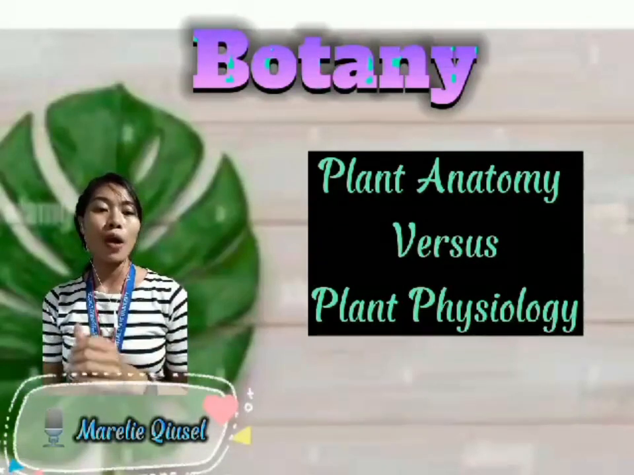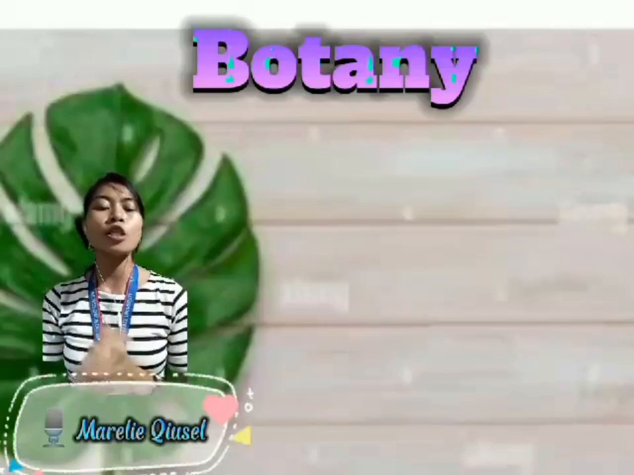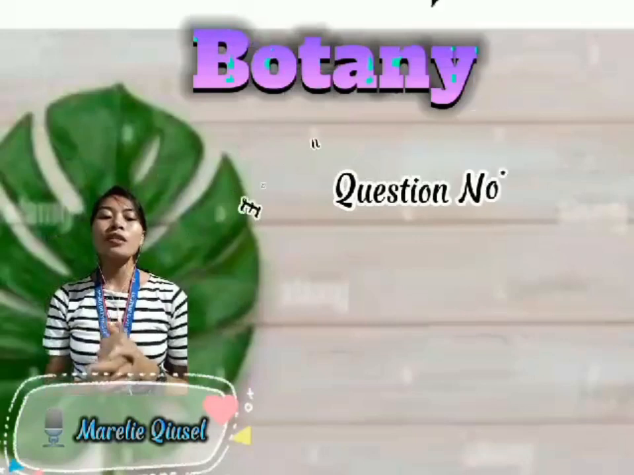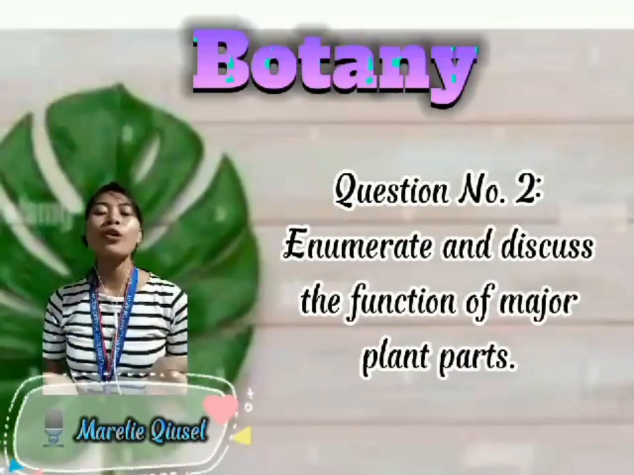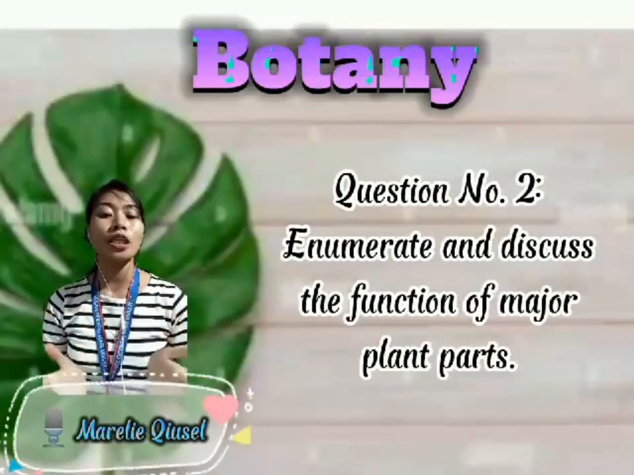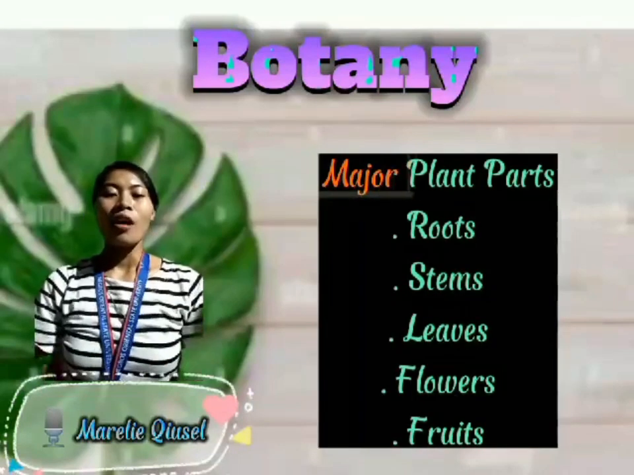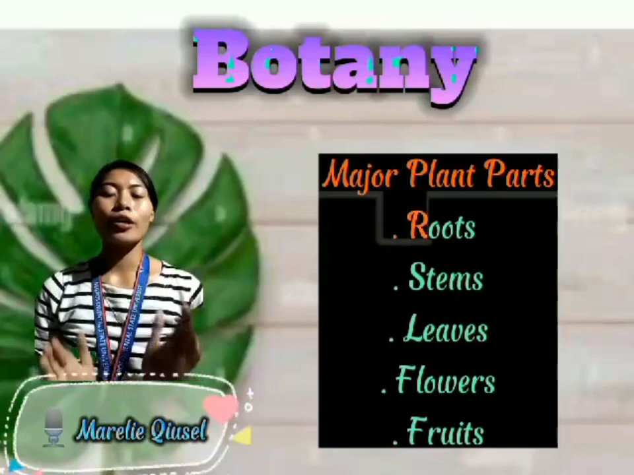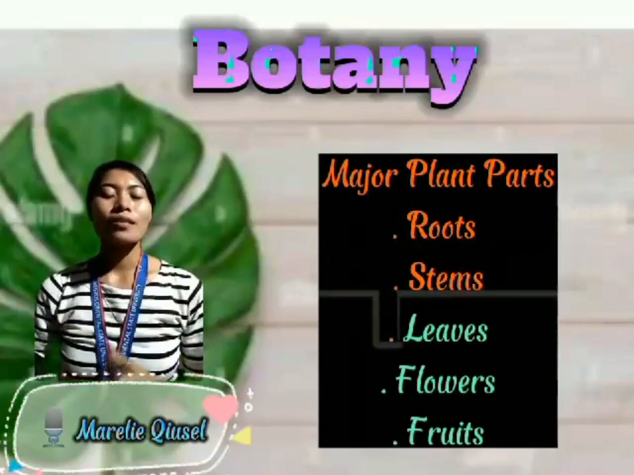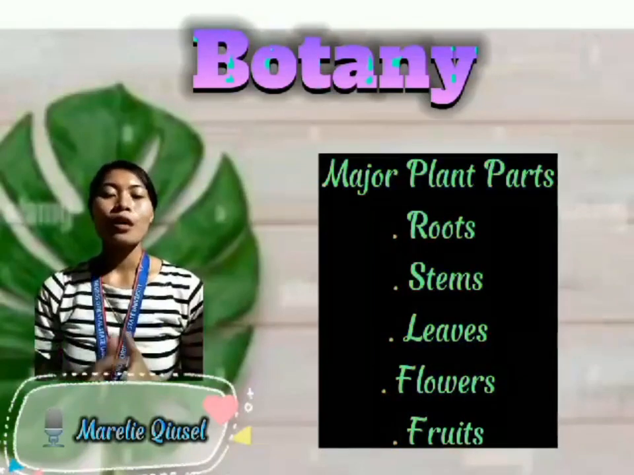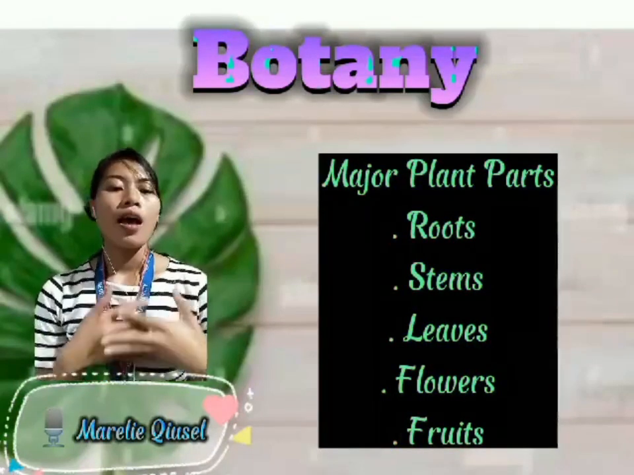And that's all about question number 1. Let's proceed to question number 2. Question number 2. Enumerate and discuss the function of major plant parts. Major plant parts are the roots, stems, leaves, flowers, and fruits, with their functions.